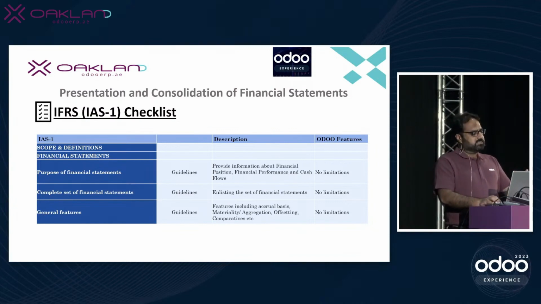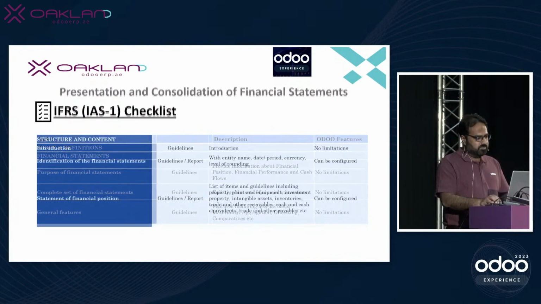This is just the checklist of requirements. For example, the purpose, complete set of financial statements and general features. There are guidelines in IAS 1 about that, and we find no limitation to follow those guidelines in Odoo. For example, in general features, you can see one of the features is accrual basis. We know we can follow the accrual basis in Odoo. And similarly, there are other details. We move forward.